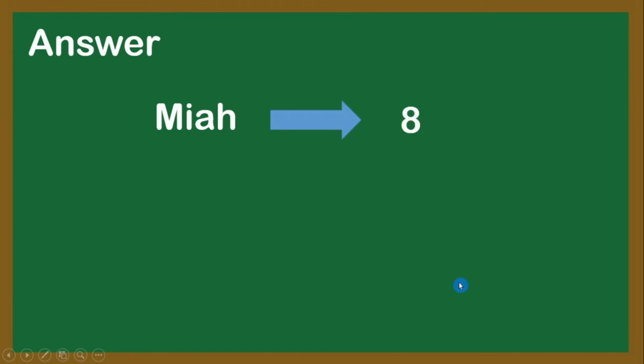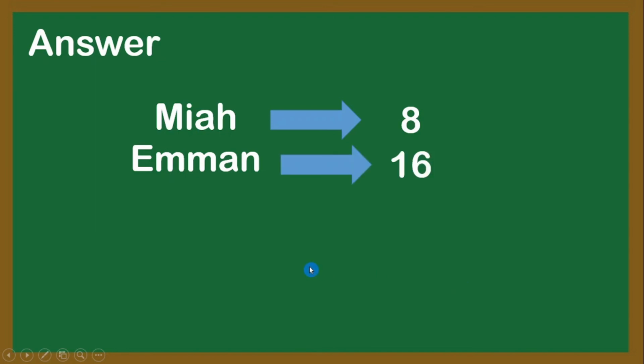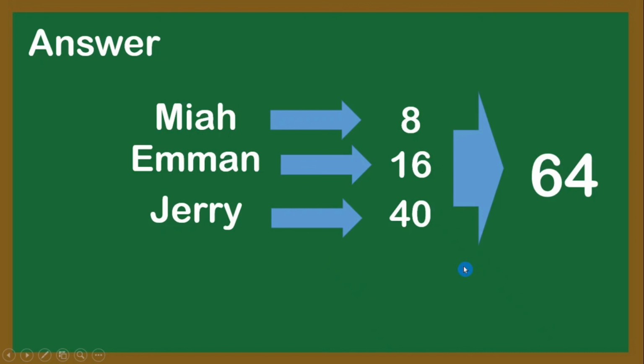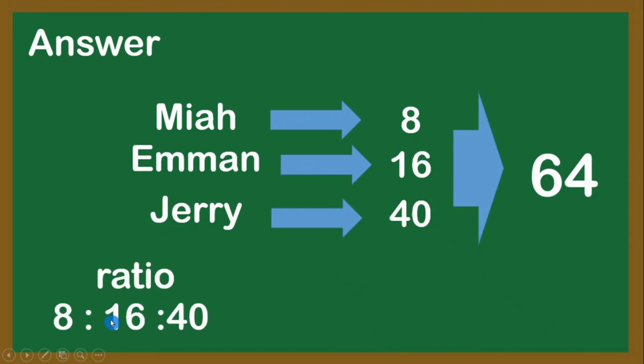Mia will have 8 chocolates. Eman will have 16 chocolates. And Jerry will have 40 chocolates. To sum it up again, we'll have 64. The ratio is 8 is to 16 is to 40. When we are going to simplify it, we have 1 is to 2 is to 5. So that will be the share of each one.